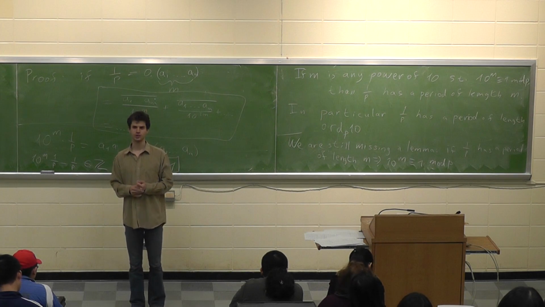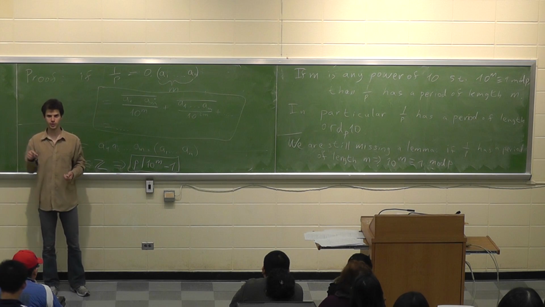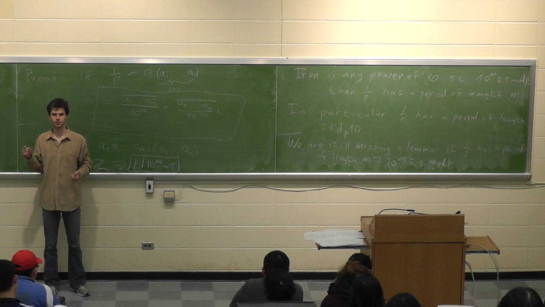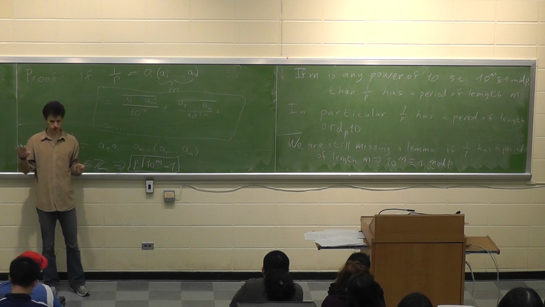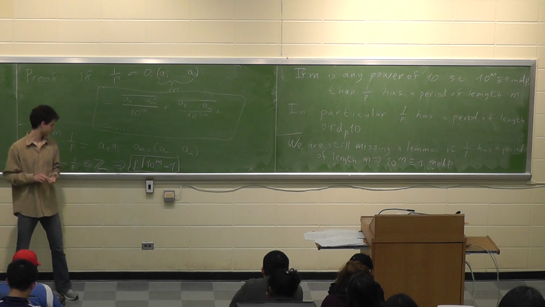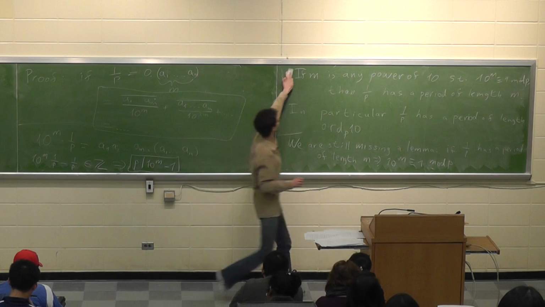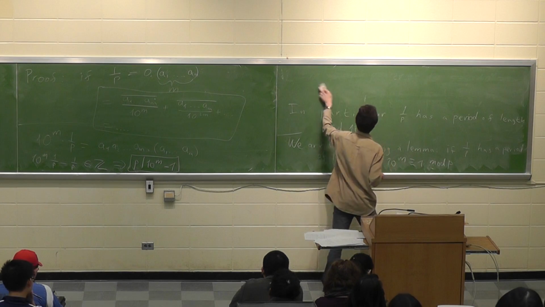Okay, next question. When do we have the phenomenon that we observed in, well, 1 over 7, 2 over 7, 3 over 7, and so on? When all the multiples are just cyclic permutations of the period for 1 over p. So next question. Under what conditions?